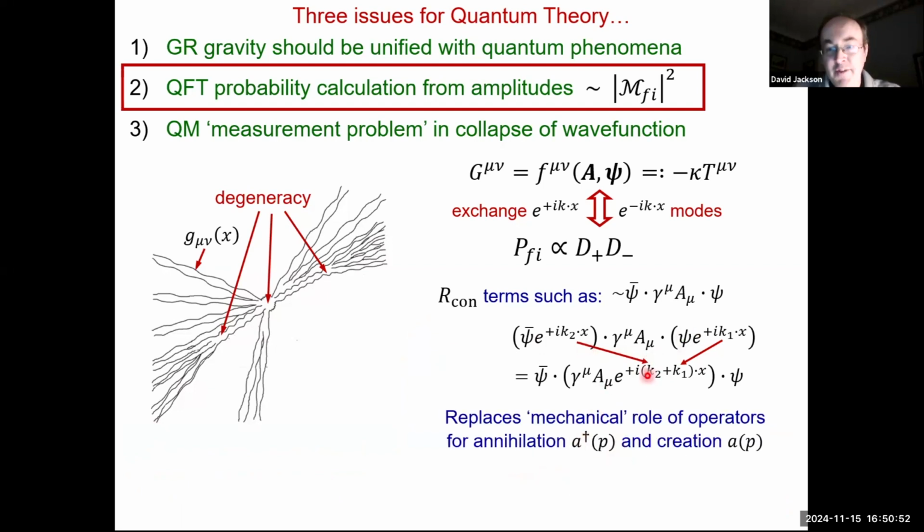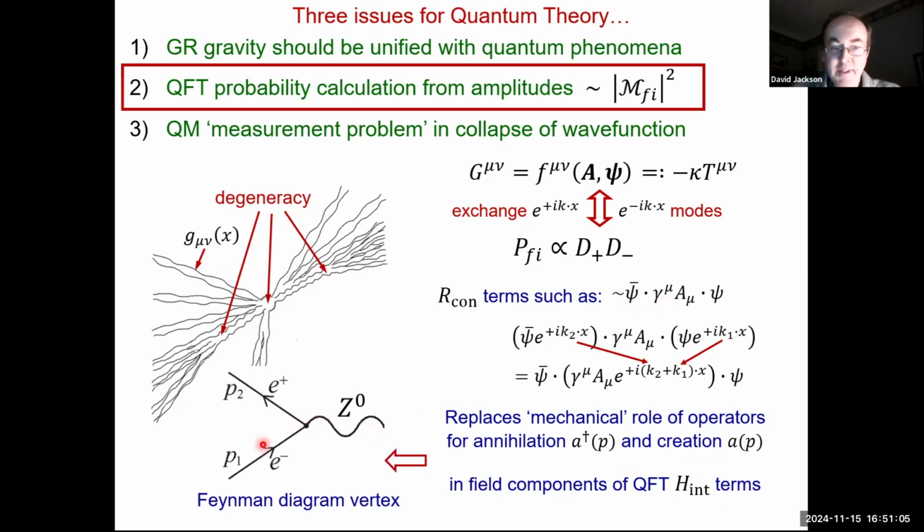And this sliding over of exponential components replaces the mechanical role of creation and annihilation operators in quantum field theory, which would occur in, say, interaction Hamiltonian terms, where these terms would be associated with, say, a Feynman diagram vertex like this.